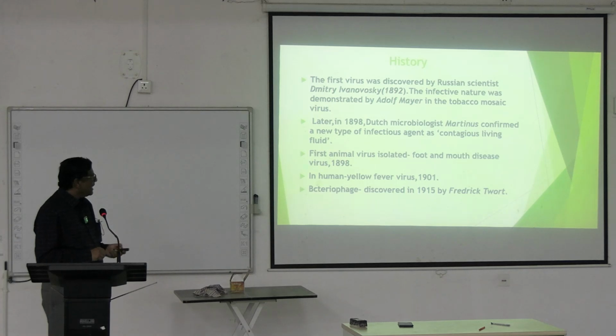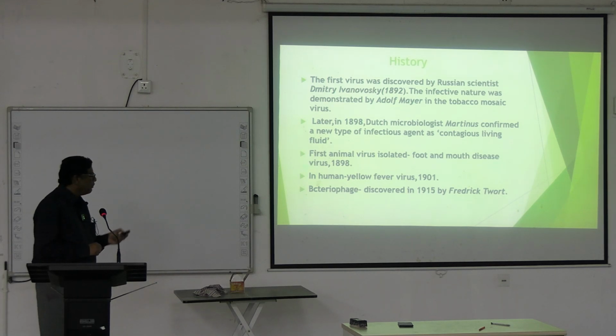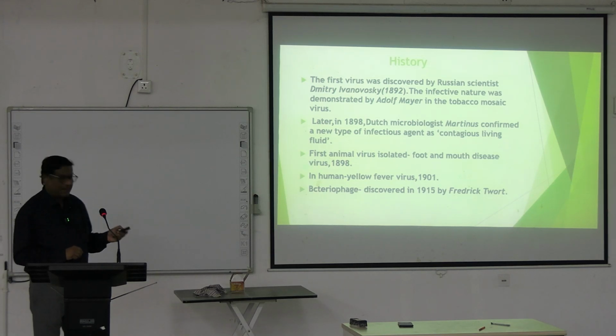The first animal virus isolated was foot and mouth disease virus in animals in 1898. But the first virus in humans was yellow fever virus in 1901. The bacteria were first discovered in 1915 by Trott. So the first human virus isolated is yellow fever virus.